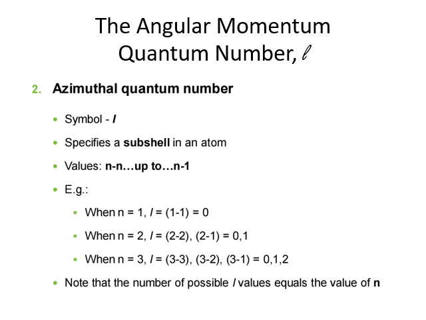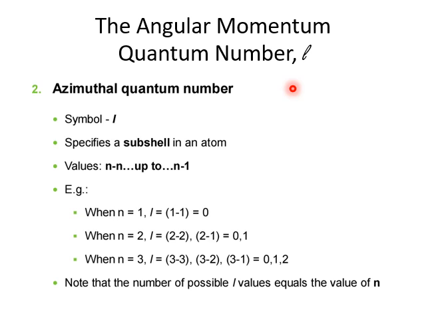Angular momentum, or L, is the azimuthal quantum number. The symbol is L, and it specifies the subshell of an atom. Its value can be calculated from n minus n up to n minus 1. For example, if n is equal to 1, L is equal to 1 minus 1, which is 0. If n is equal to 2, L is 2 minus 2, then 2 minus 1, so the values would be 0 and 1.